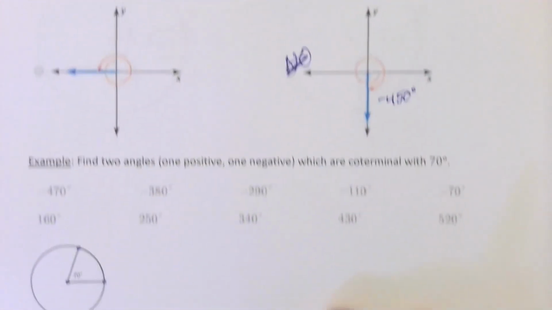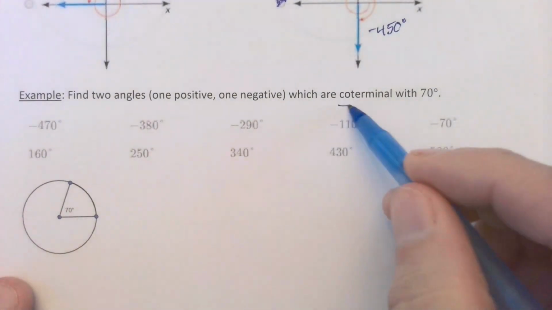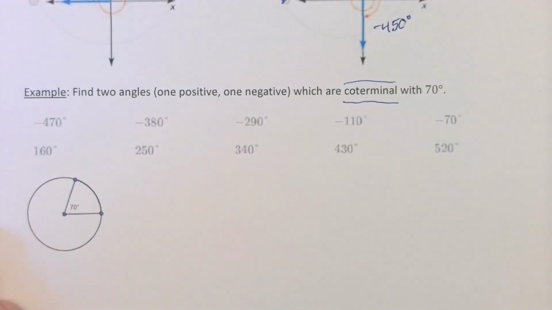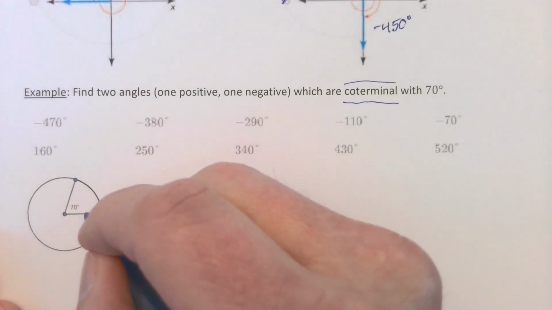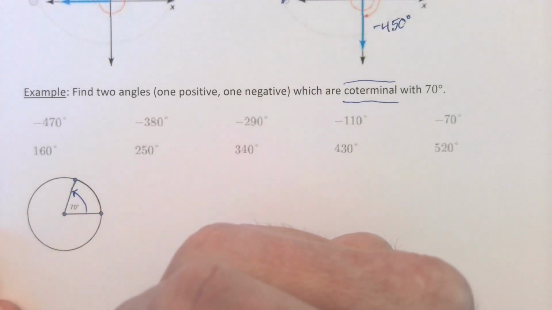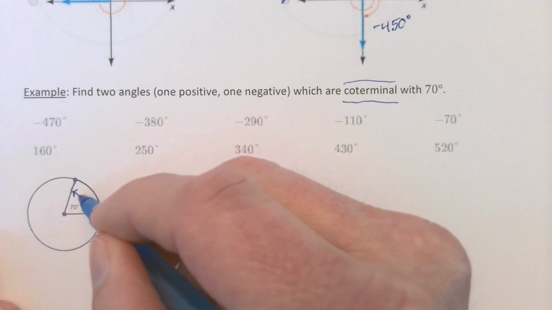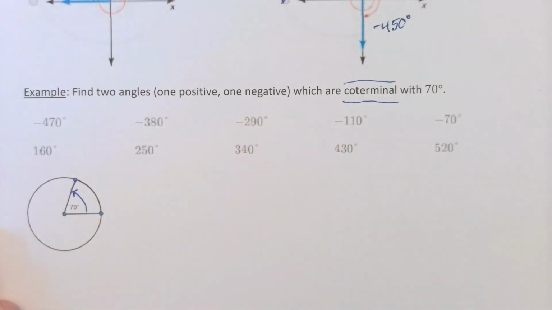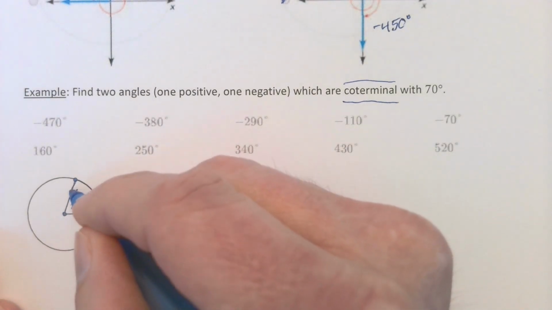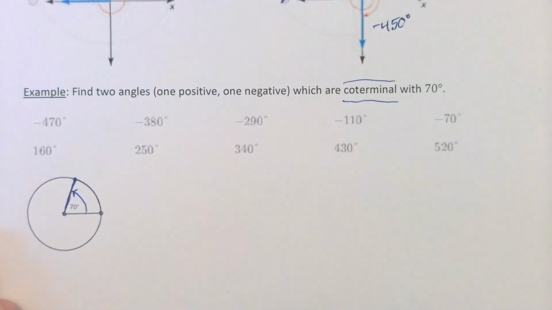Okay, need to make sure I'm still alert here. Find two angles, one positive, one negative, that are, and here's the keyword, coterminal with 70. So the idea is with 70 degrees, you remember we're going counterclockwise, we're going like this, and we're stopping here, and this is called our terminal side. Well, what if instead of stopping there, we went all the way around the circle again, and then another 70 up to here? Look at it again. It'd be 70 plus another full 360 would be an angle that also stops here. It would be coterminal.